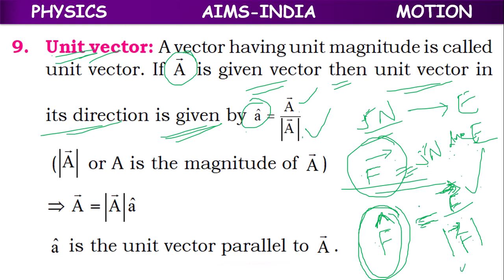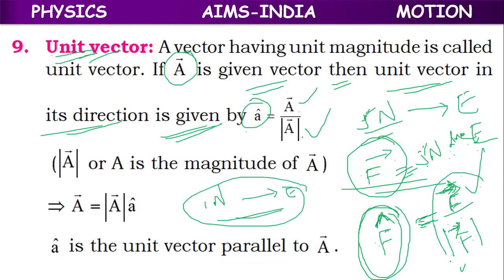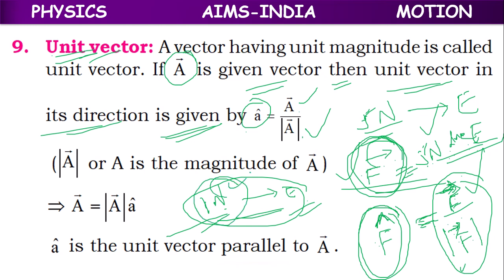So 5 newtons get cancelled. What will remain? 1 newton towards east direction will remain after this division. The original vector is moving towards east direction, and its unit vector is also moving towards east direction, but the original vector magnitude is 5 units, while its unit vector magnitude is 1 unit. That is the difference.